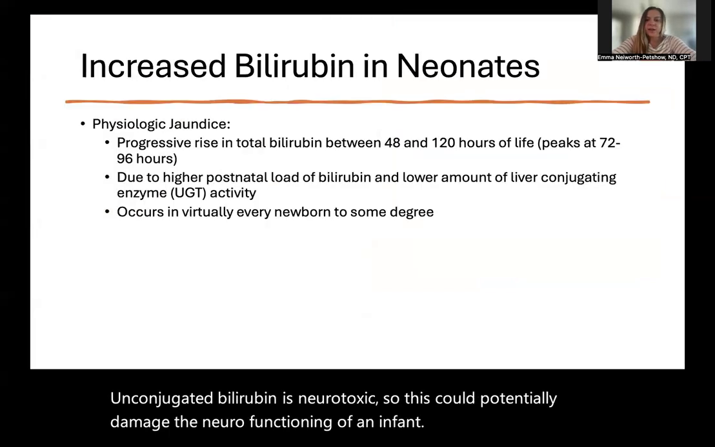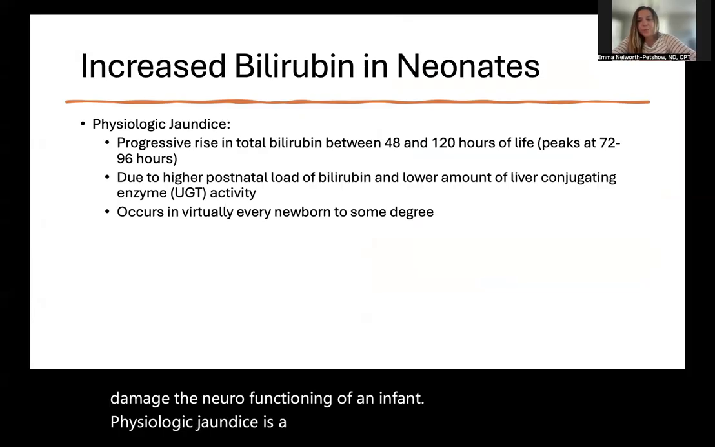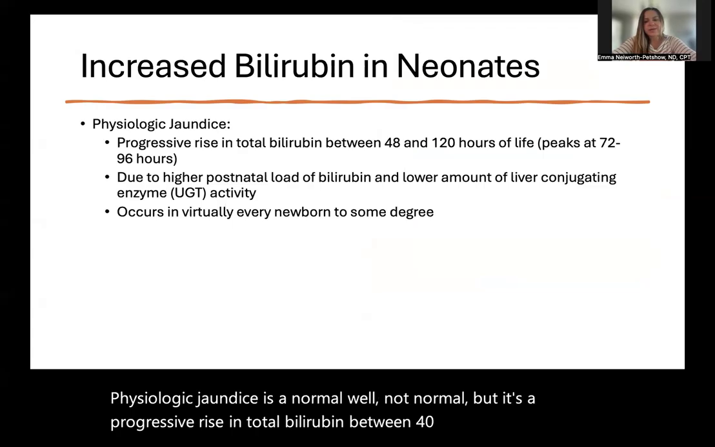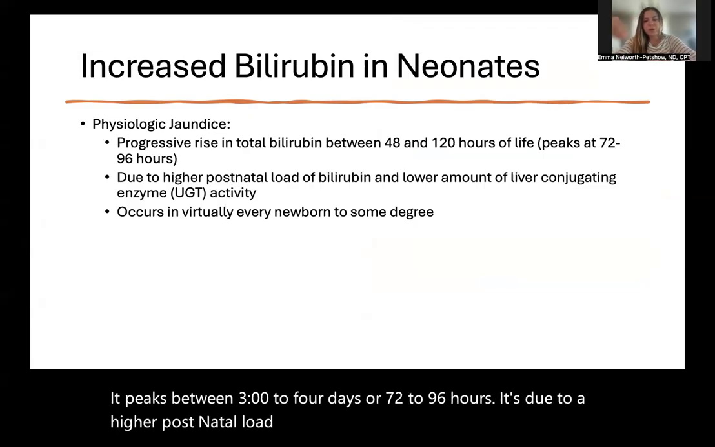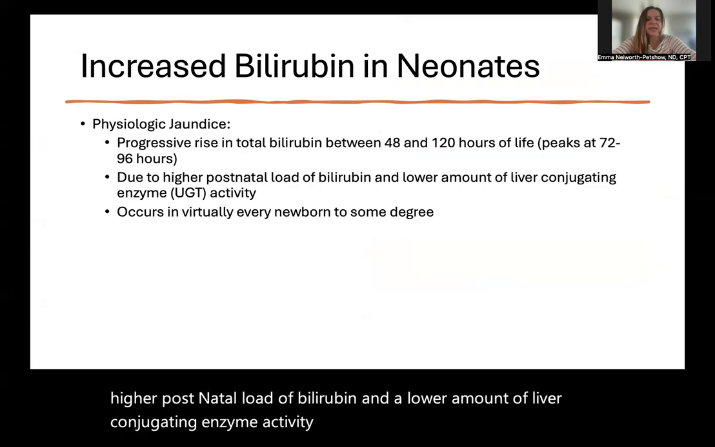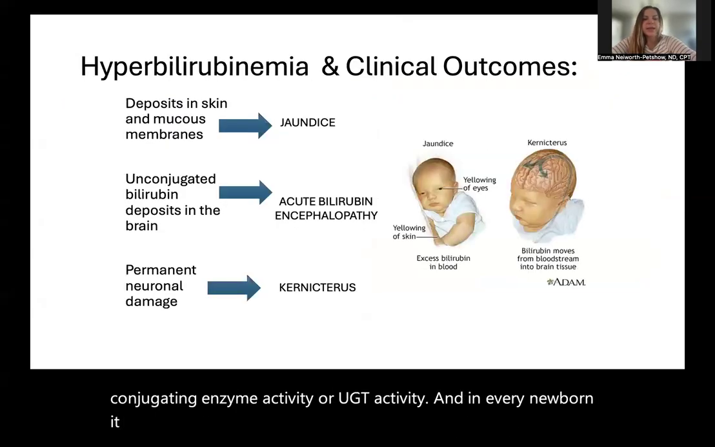Physiologic jaundice is a normal, well, not normal, but it's a progressive rise in total bilirubin between 48 and 120 hours of life. It peaks between 3 to 4 days or 72 to 96 hours. It's due to a higher postnatal load of bilirubin and a lower amount of liver conjugating enzyme activity, or UGT activity. And in every newborn, it occurs to some degree.